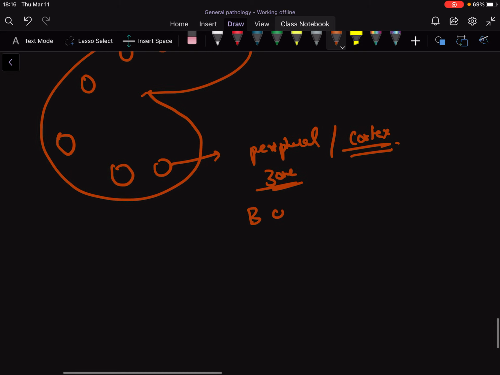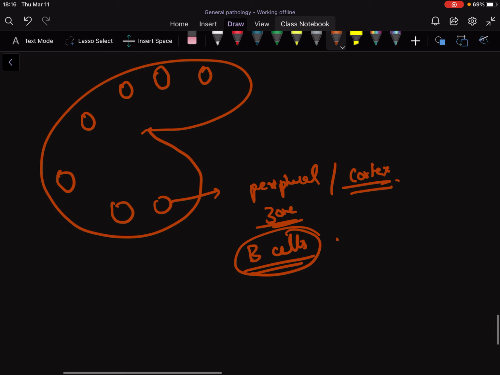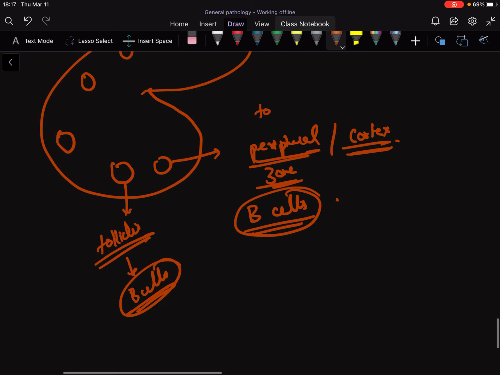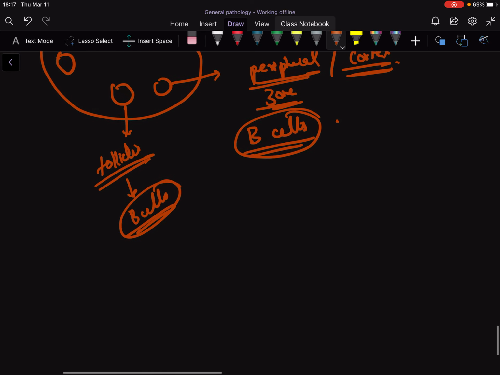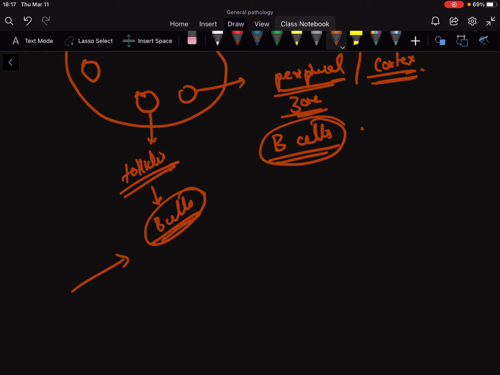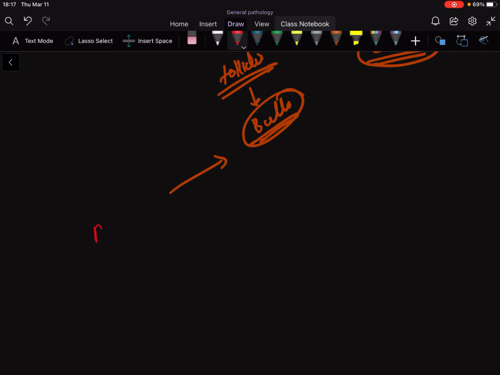and in this cortex you will find a lot of B cells. In the cortex you find these follicular cells. These are the follicles. So these follicles contain B cells which are present peripherally or in the cortex. Aside from that, these B cells are activated by antigen presenting cells.